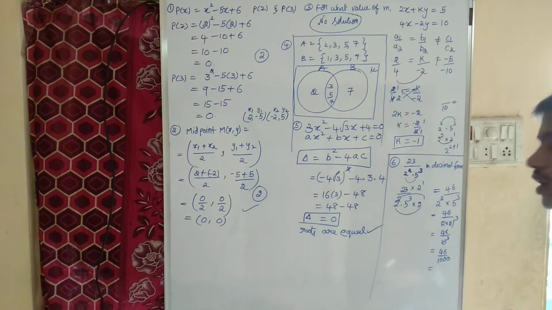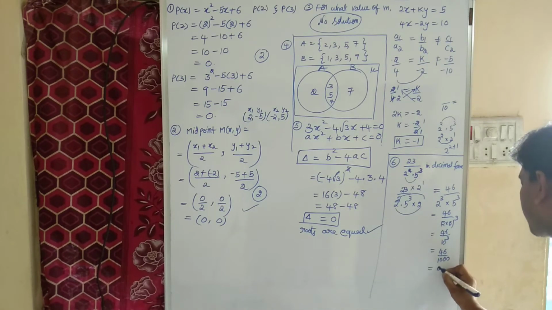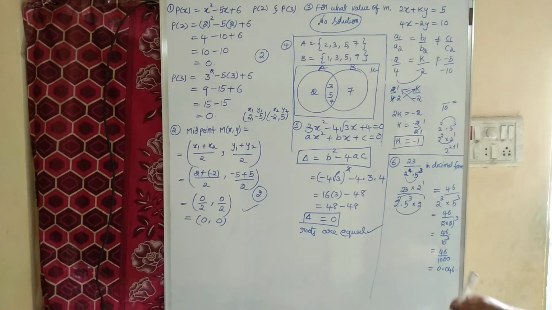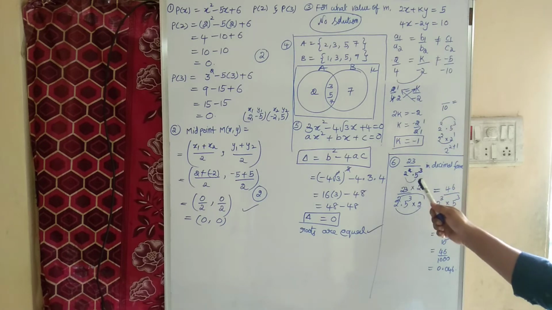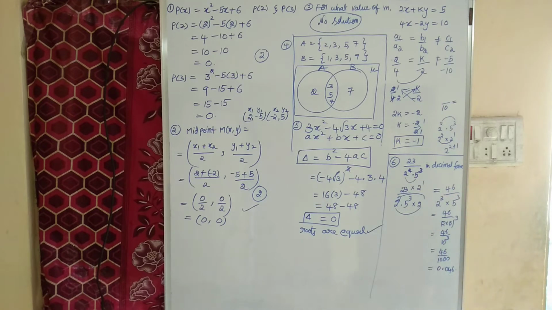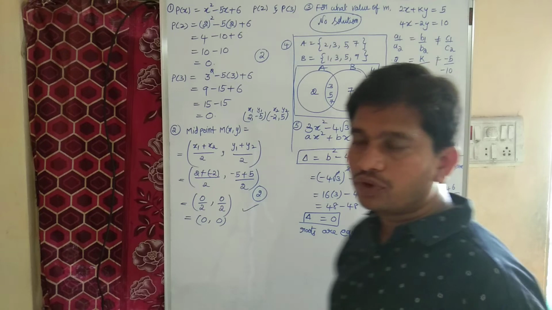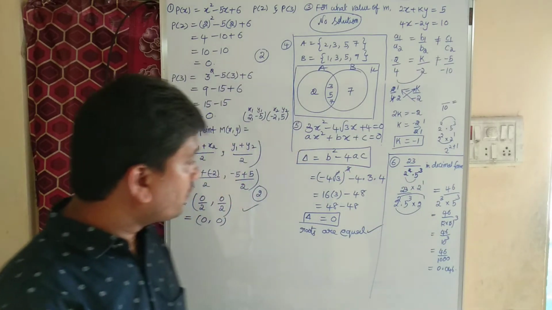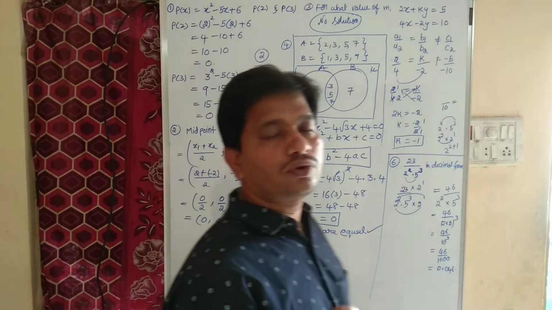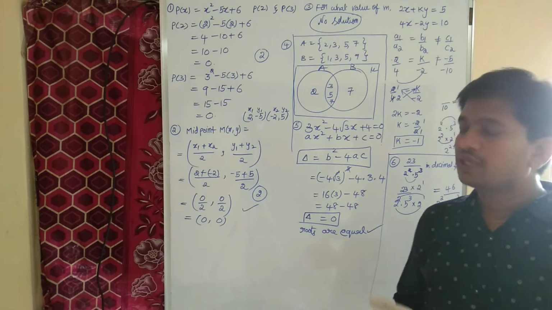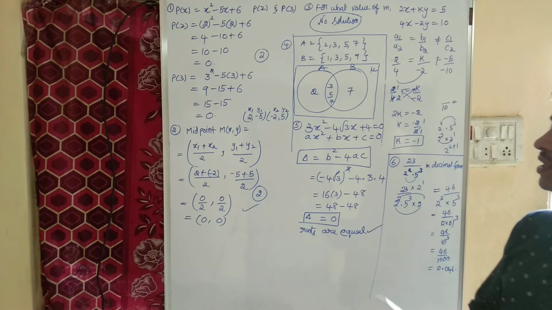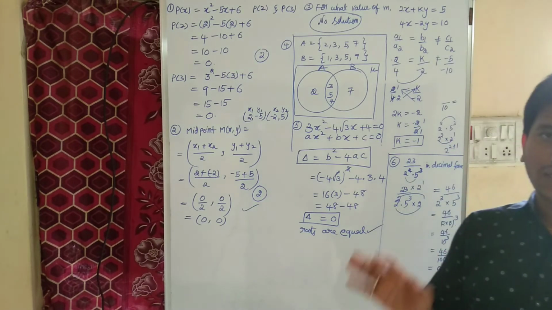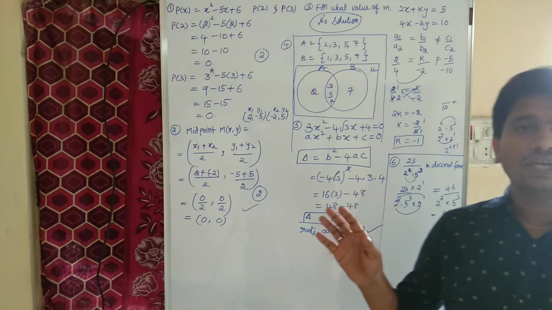46 by 1000, I can write as 0.046. So see, without doing actual division, we expressed 23 by 2 power 2 into 5 power 3 in decimal form. Therefore, the decimal form of 23 by 2 square into 5 power 3 is 0.046. Is it clear, children? This is our group A 6th question. Actually, we need to write only 3 questions, but I am explaining each and every problem.